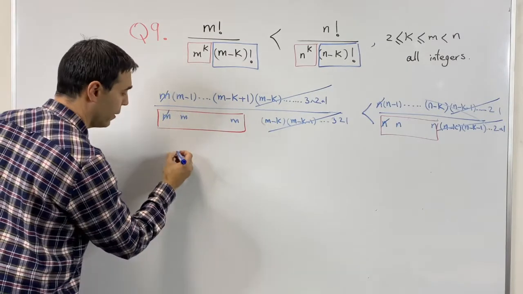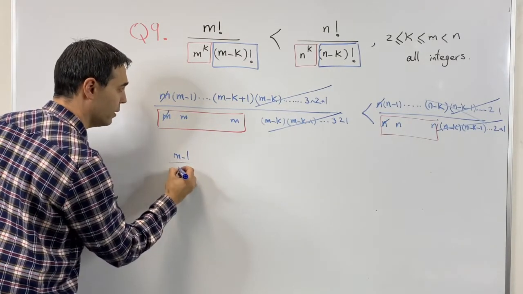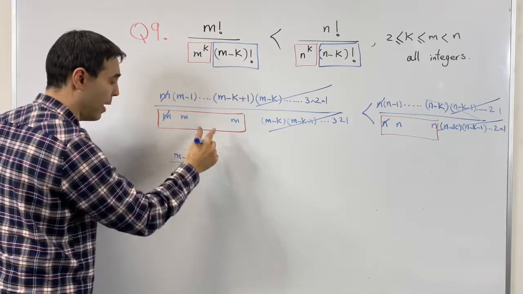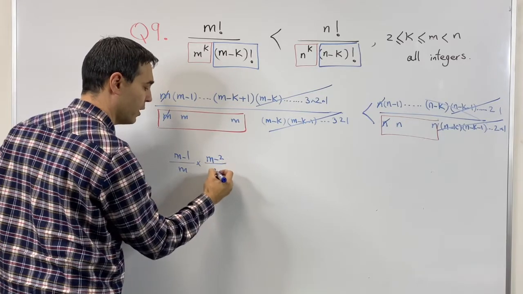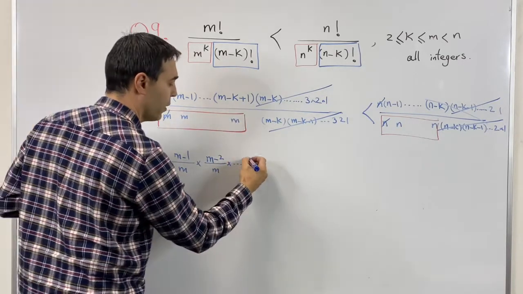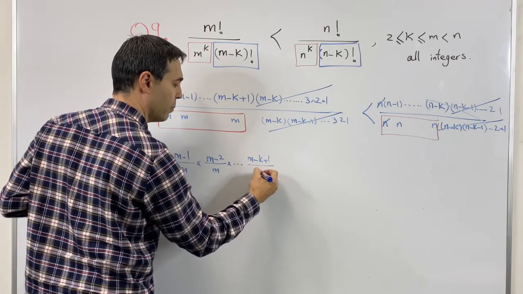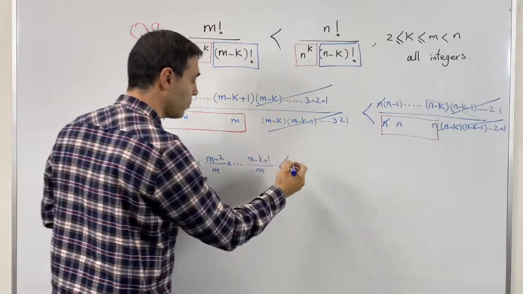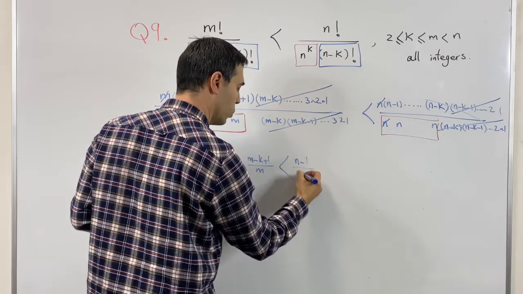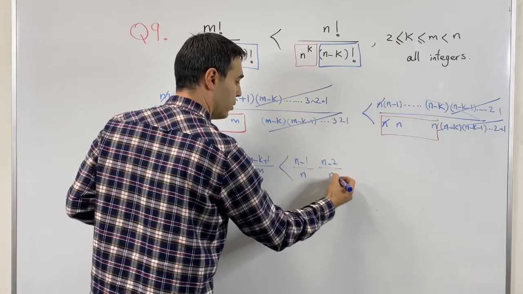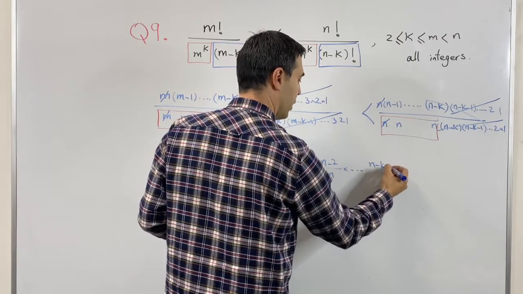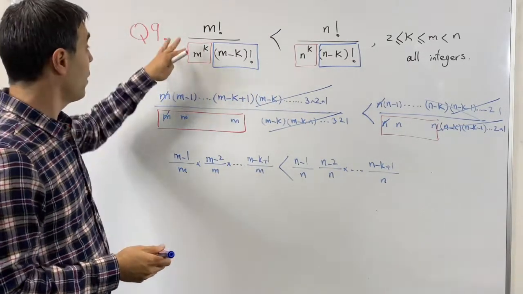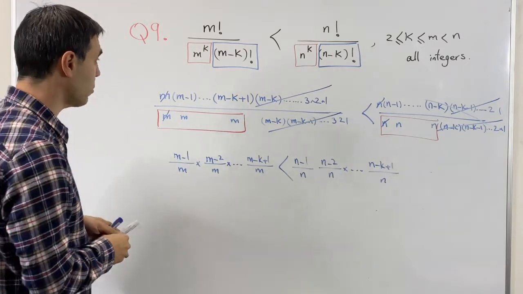And what's left is I have to show m minus 1 divided by m, and the next one is m minus 2 divided by m, up to m minus k plus 1 divided by m, is smaller than the same thing on the left-hand side. So you have n minus 1 divided by n, n minus 2 divided by n, up to n minus k plus 1 divided by n. And that's actually what we proved by the example that I showed you.